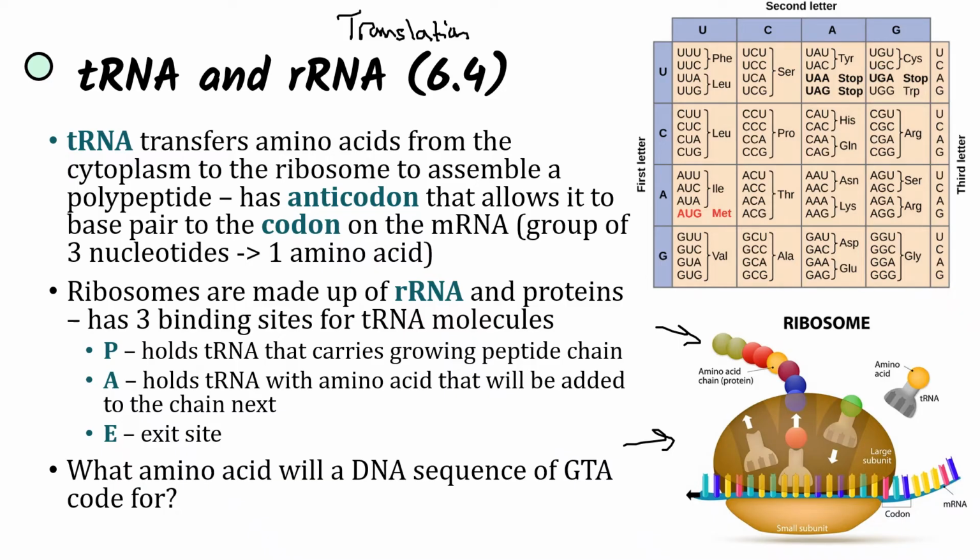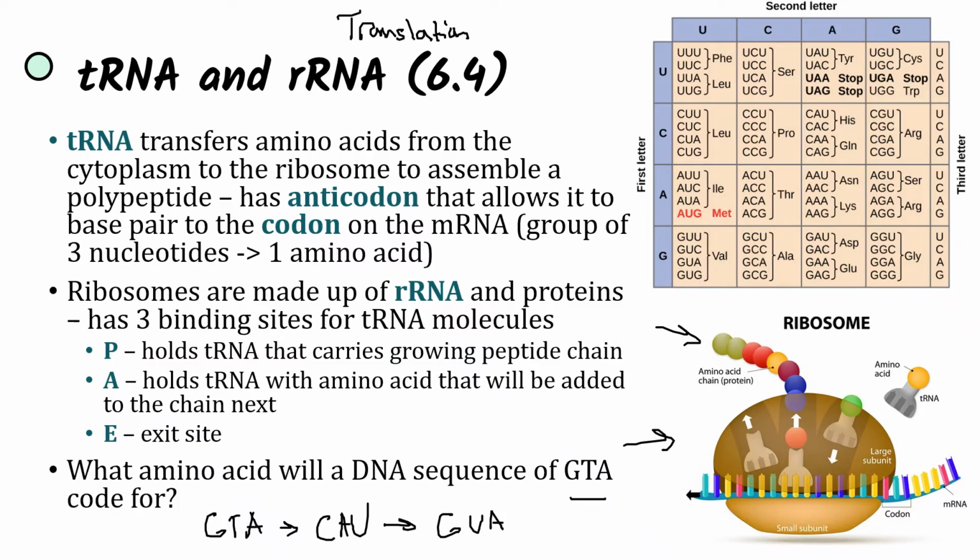So if we're going to practice going through transcription and translation, the question is, what amino acid will a DNA sequence of GTA code for? First we have to convert this into mRNA, so we have to do some base pairing. GTA is going to become CAU. Guanine pairs with cytosine, thymine pairs with adenine, and adenine in DNA would pair with thymine, but in RNA it's uracil. But then we have to find the anticodon, so we have to do base pairing one more time to get GUA.